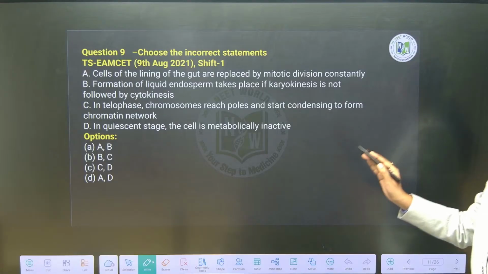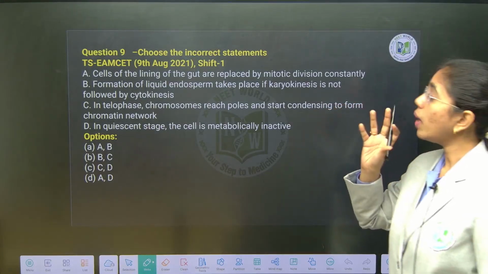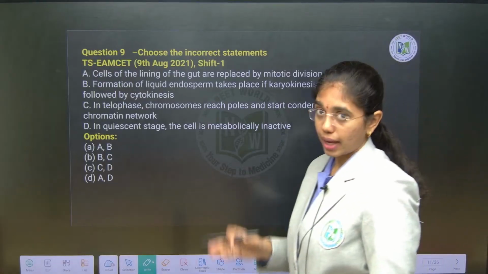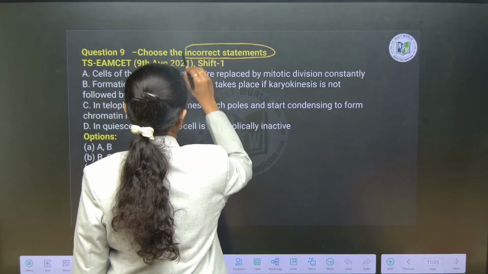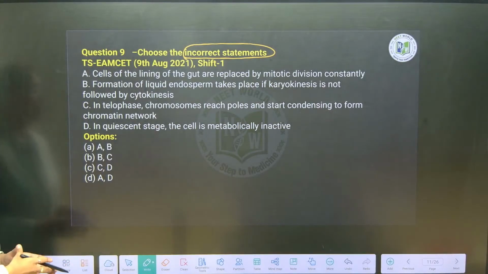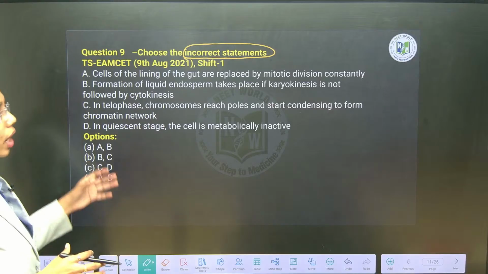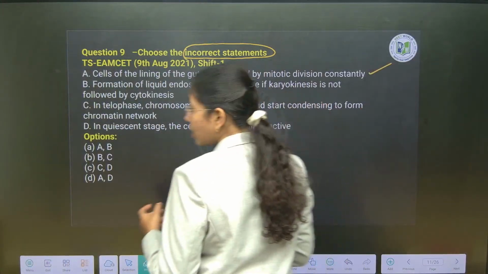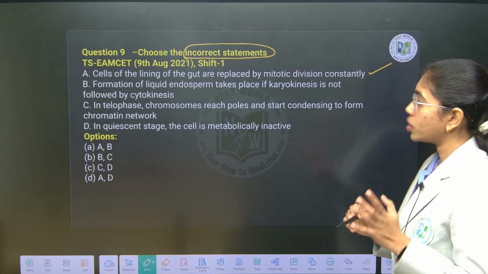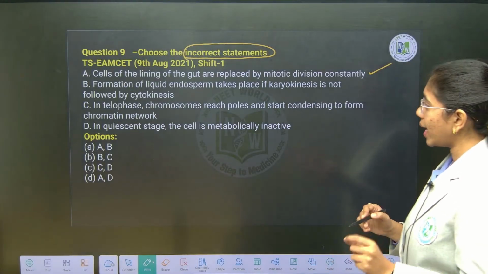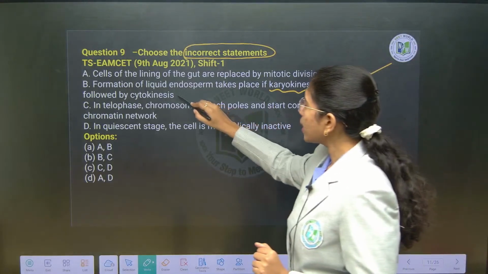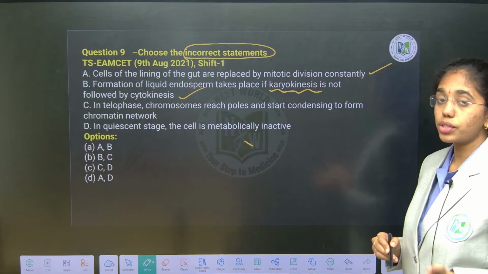Next question you look into, here again a statement based question. Choose the incorrect statements. Whenever statement based questions are there, you have to analyze clearly whether they are asking you to identify incorrect statements or correct statements, and then you introspect the statements. First look at the question properly and then introspect the statements. Here, cells of the lining of the gut are replaced by mitotic division constantly. True, right? Somatic cell repair happens because of mitotic division or equational division. Next, formation of liquid endosperm takes place if karyokinesis is not followed by cytokinesis. True, right? Here karyokinesis is not followed by cytokinesis, and then you can see the liquid endosperm.